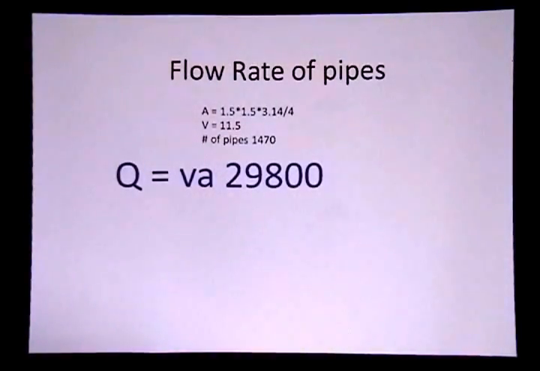The flow rate of the pipes is considerably less than the flow rate of the channel and the flow rate calculated at the beginning, but since our first hydraulic engineer has mitigated the flow, this is plenty, this is enough.